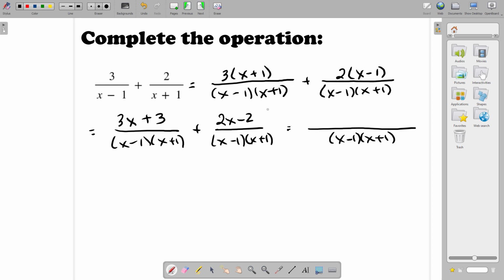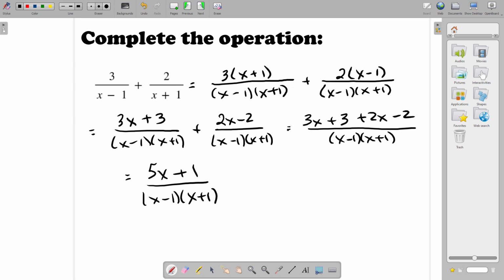And on the top, we simply add all of these terms together. 3x plus 3 plus 2x minus 2. This gives us 5x plus 1 over x minus 1 times x plus 1.